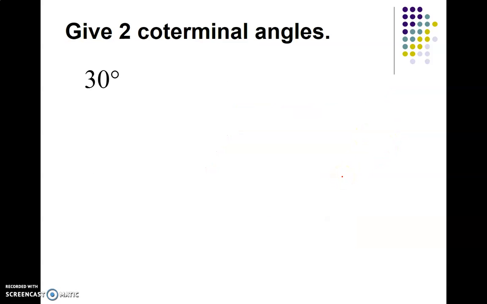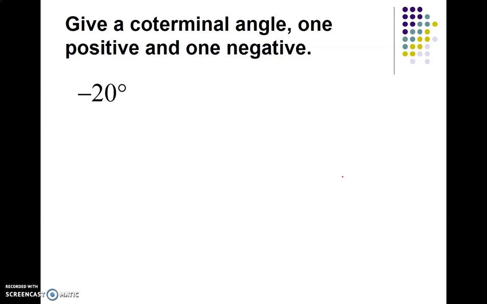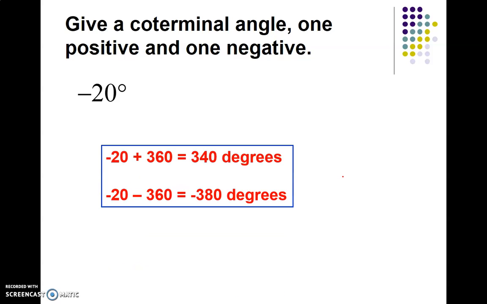Next, find the two coterminal angles of 30 degrees. Therefore, we have 390 and negative 330 degrees. Next, negative 20. One is positive, one is negative. Basically, we're going to add 360 and subtract 360. Therefore, we will have 340 degrees and negative 380 degrees.